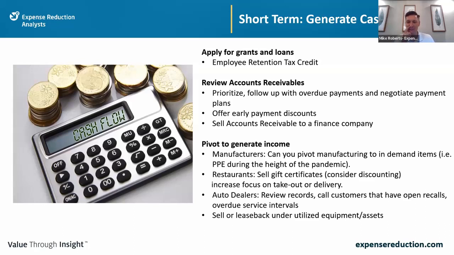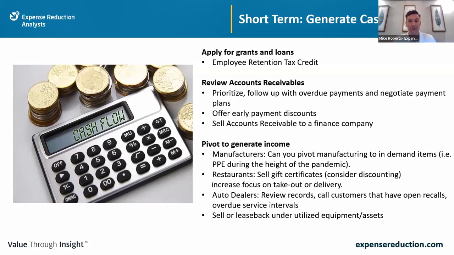Some smaller things, maybe less impactful, that specialized businesses can do. Restaurants, gift certificates are always a low-hanging fruit. Is that something where you can sell a gift certificate, $50 for $100 worth of restaurant credit? That's a great way to get short-term cash flow into the business. Let's say you're an auto dealer. You could review records and call up customers that have open recalls or overdue service intervals, an excuse to get customers in the door and get some revenue flowing. And there may be scenarios where a sell or lease back of underutilized equipment or assets could also be some low-hanging fruit to generate short-term cash flow.